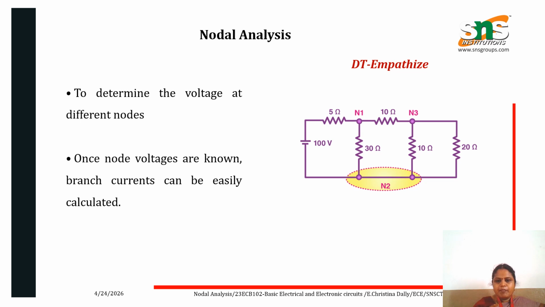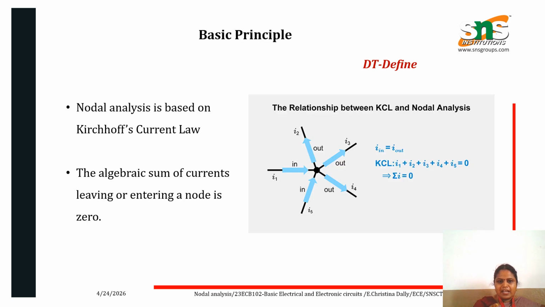In this diagram we have two nodes, represented as N1 and N3. Here the 5 ohm resistor is connected to N1. Between N1 and N3 a 10 ohm resistor has been connected. Once the voltages are known, branch currents can be easily calculated. Node 2 is connected with the 30 ohm and 10 ohm resistors, and there we have to determine the voltage. This is termed nodal analysis.